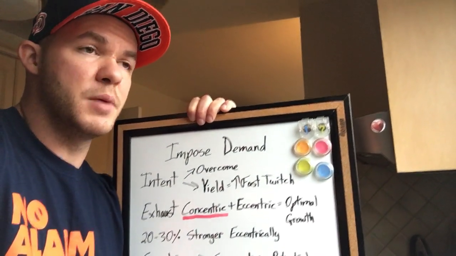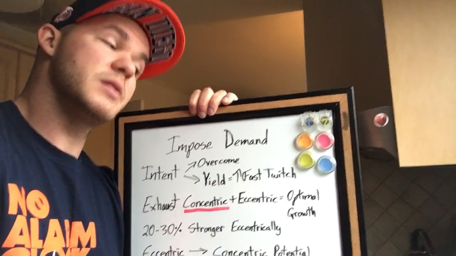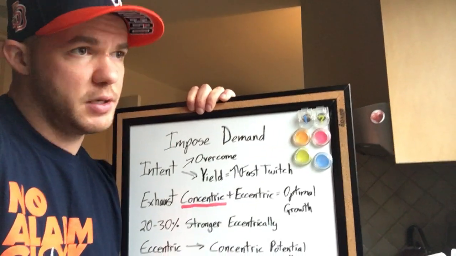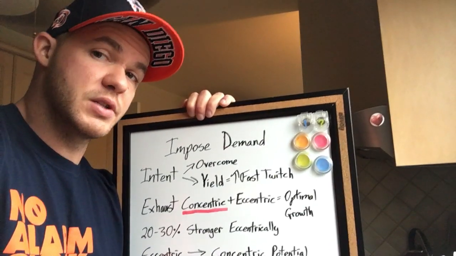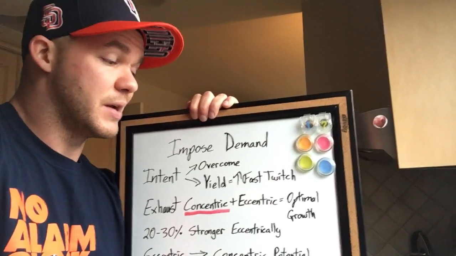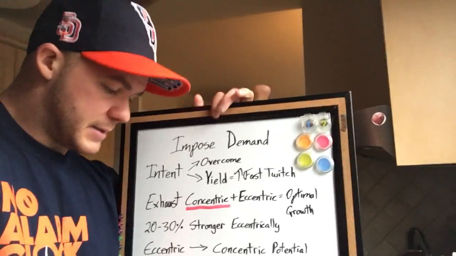So anybody that says it's bad form, no, the set is done. I'm just exhausting my muscles eccentrically now, so I cheated the weight up, and now I'm going to lower it very, very slowly and impose a demand on the muscles so I can exhaust them through their eccentric capacity.